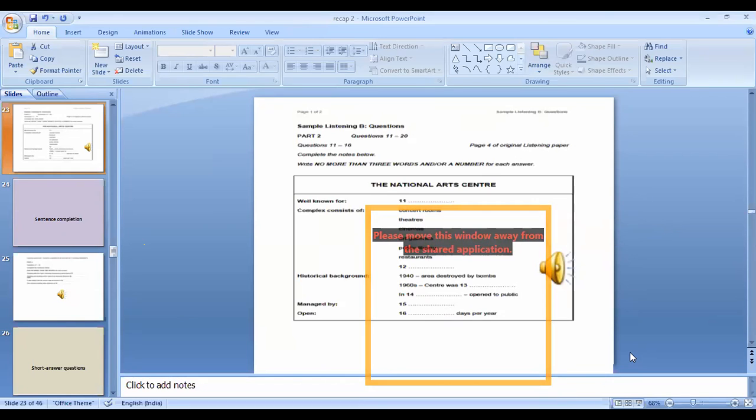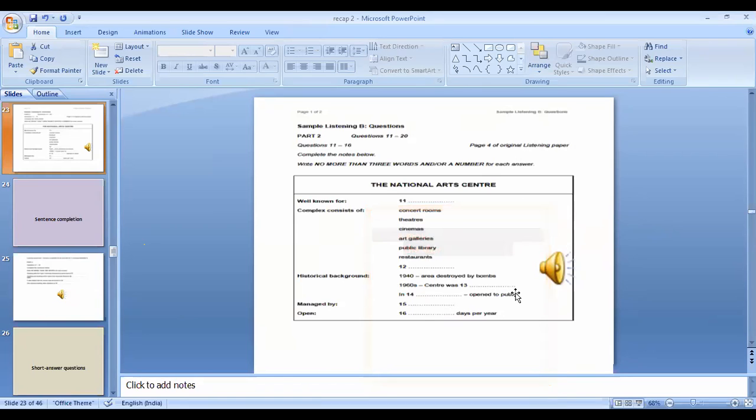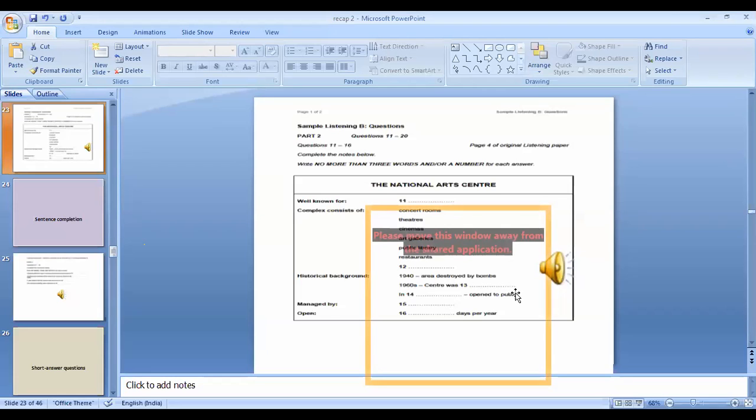Ma'am, what is the 13th answer? The 13th answer is bookshop. No, the 13th answer is, it was planned in the 60s and built in the 70s. But the question is, in the 1960s the centre was what? So the answer should be planned, no, ma'am? Planned only. Yes, exactly. It is planned, not 70s. Yes. Okay. Yes, Sanjana. Good. Okay. Thank you. Now let us go to the next slide.